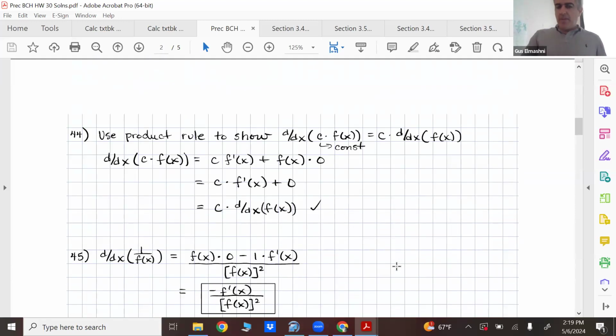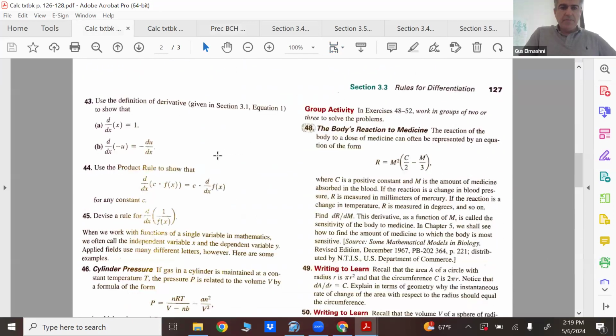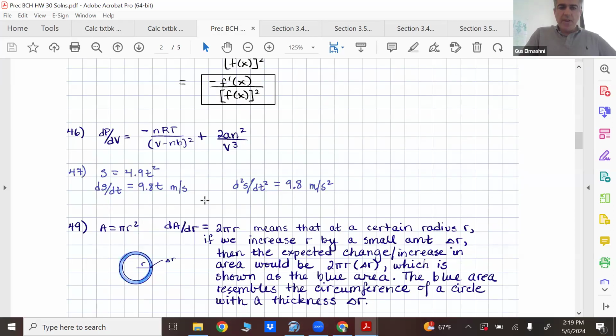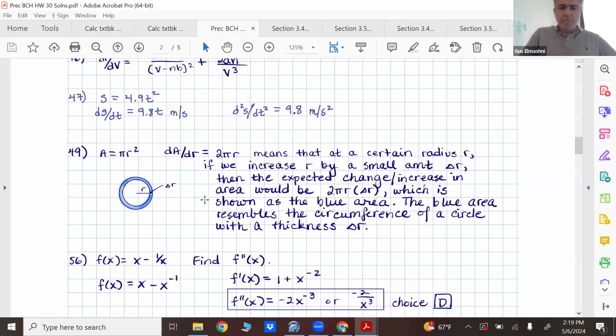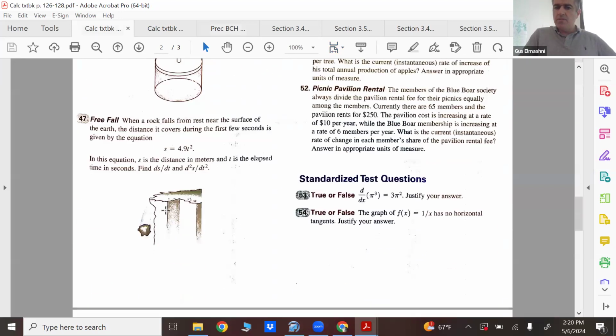44, that's just verifying the constant multiple rule, like the product rule. It works, right? So not hard, right? 46 is right there. 47 is right there. There's 49 and 56. Any questions at all? No?